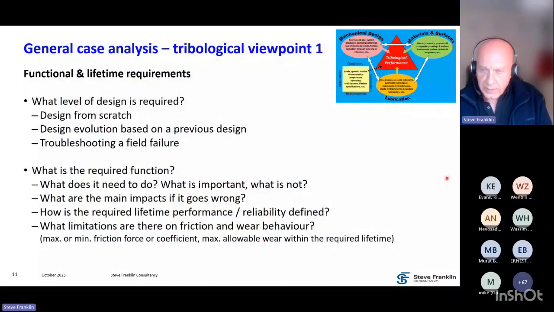So how do we analyze all of that? So first of all, it's important to look at the functional and the lifetime requirements.